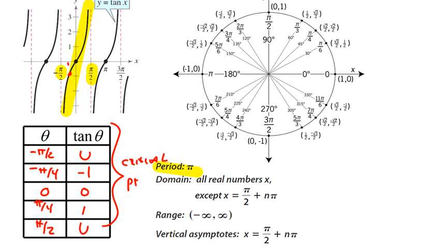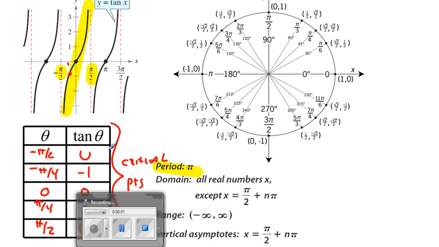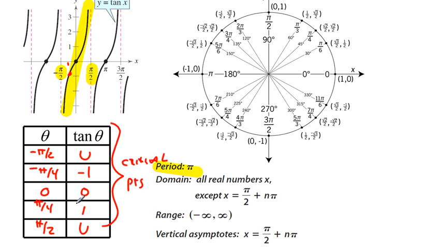This is what you really need to have memorized, or this is what you need to use every time we graph tangent. We're always going to start with these points, just like when we wanted to graph sine or cosine, we started with our points 0, pi over 2, pi, 3 pi over 2, and 2 pi. These are the points that we were always going to start with.